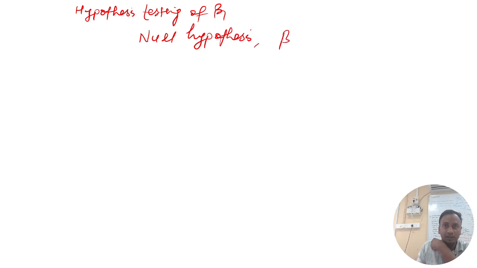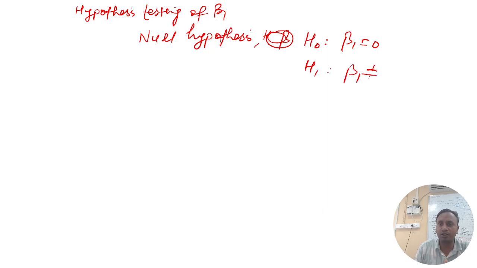In that case, start with the null hypothesis. H naught will be beta 1 equals 0, there is no correlation, or you can say there is no fit, R square is equal to 0. Then the alternative hypothesis, H1, will be that beta 1 is not 0. Is it clear?